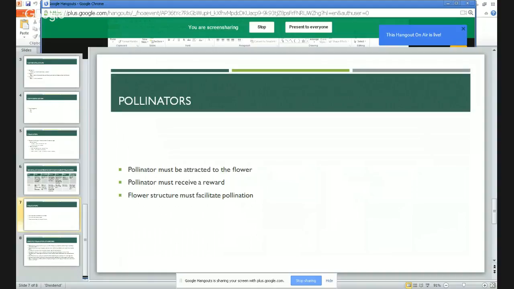And then the flower must facilitate pollination. So the pollen needs to be placed appropriately. The stigma needs to be placed appropriately to ensure proper pollination. So those are the three major pollination syndromes.